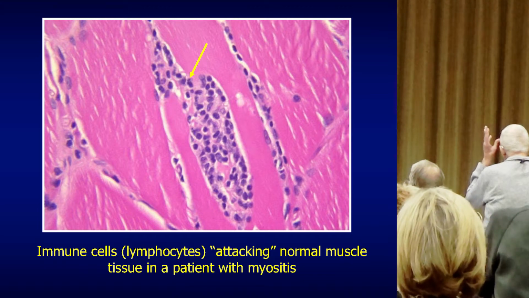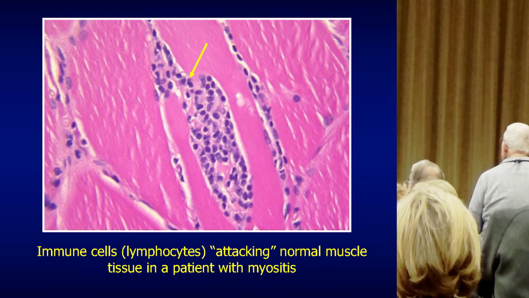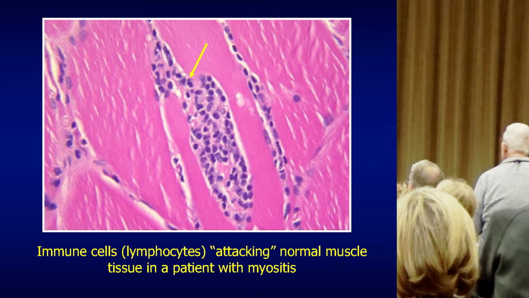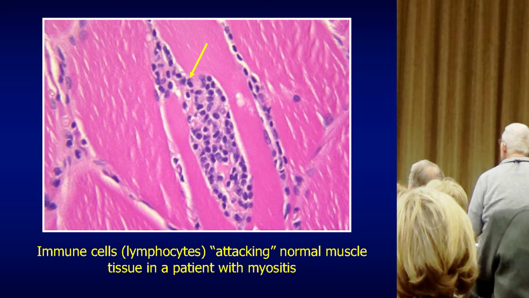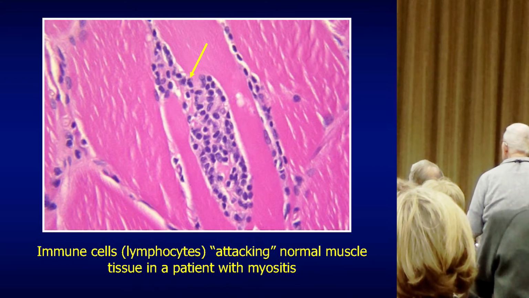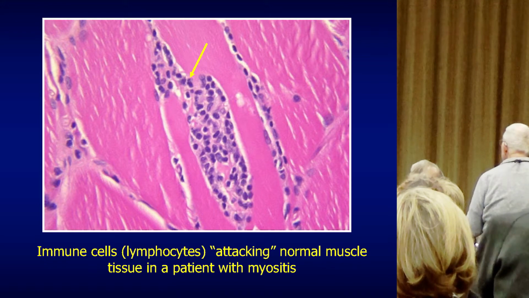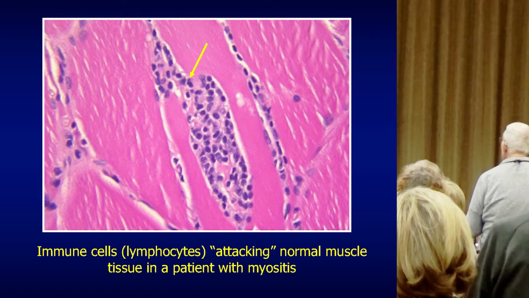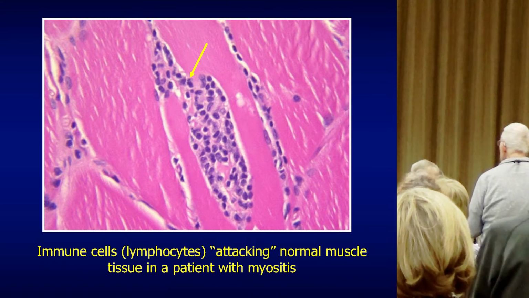So here's what it looks like under the microscope. Everything here in pink or red is normal muscle. So this is a single large muscle cell. And all this in here are inflammatory cells. So a muscle biopsy is often used to actually diagnose myositis. And one can really see the inflammatory response in many patients.